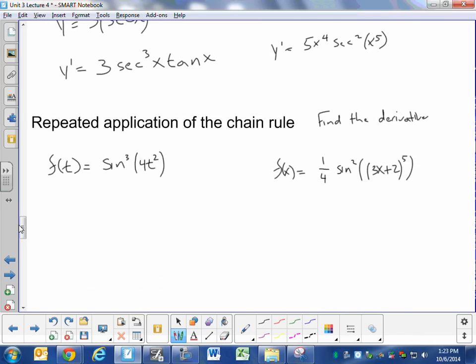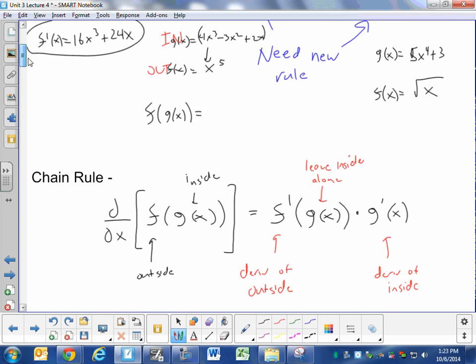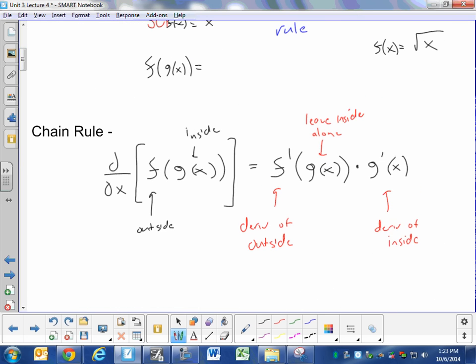Repeated application of the chain rule. You might not just have two functions being composed. You might have three or four. Let's go back up to the chain rule. Instead of f and g, you might have f, g, and h. You might have f, g, h, and k. The first example we're going to do has three. The second one has four. It's the same thought process, though.